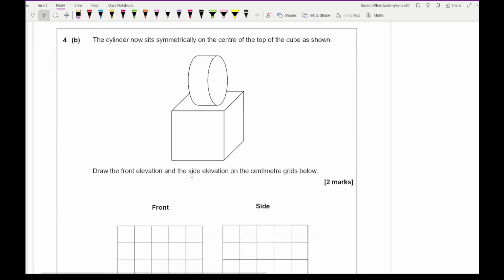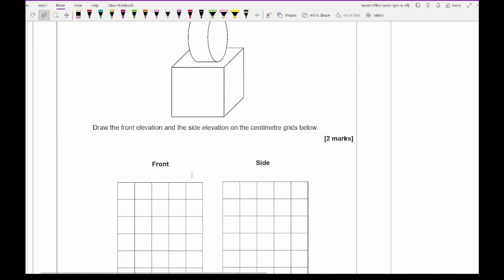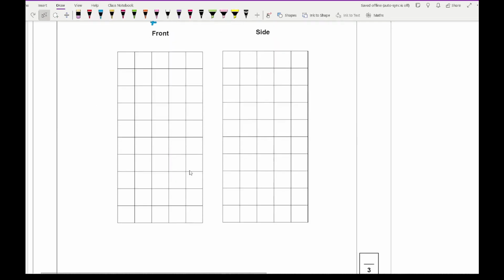Then moving on to question 4b, it then says draw a front and side view. So this is going to be the front and this is going to be the side. So looking at this, the front view is going to be a 4x4 with a 2x4 rectangle in the middle. So it should look like this. Now again, the spacing of this needs to be accurate, but it could be anywhere on the grid. And then the side view is going to be a 4x4 square.